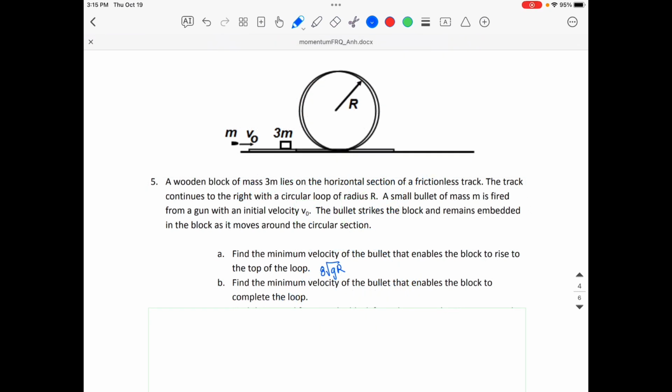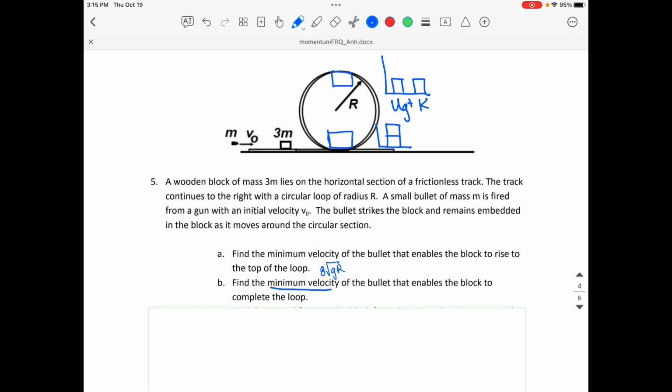For part B, we want the minimum velocity of the bullet that enables the block to complete the loop. So in order for it to complete the loop, we are going to end up having both gravitational and kinetic energy at the top. Again, because of conservation of energy, energy is only conserved after the inelastic collision. So I'm going to start with all kinetic energy at the bottom, and then I am going to end up with part gravity and part kinetic at the top.